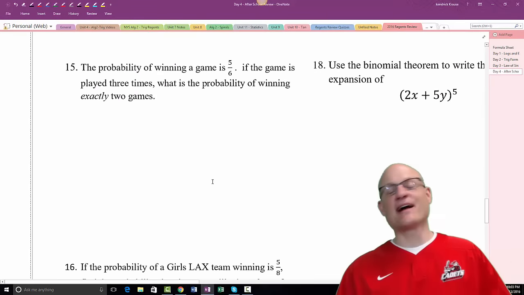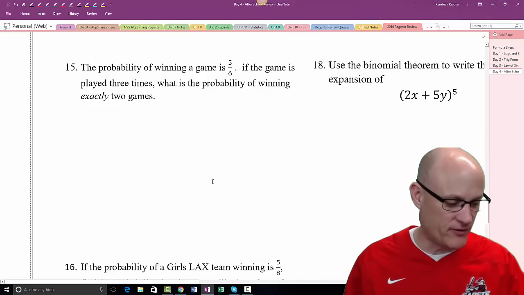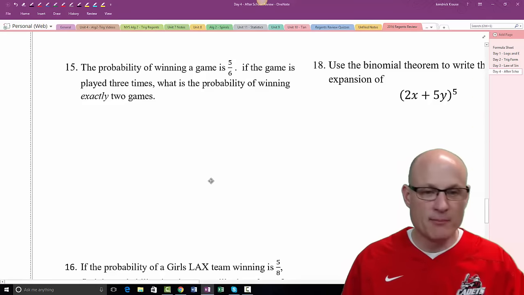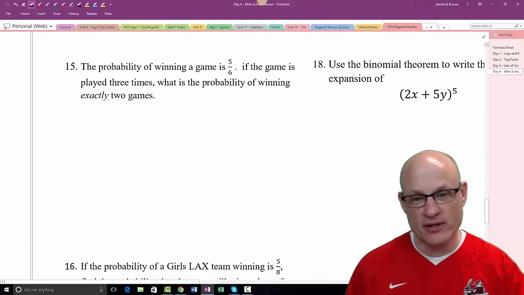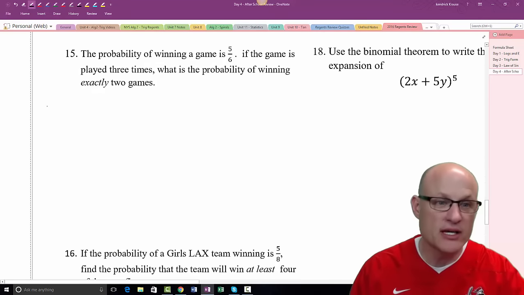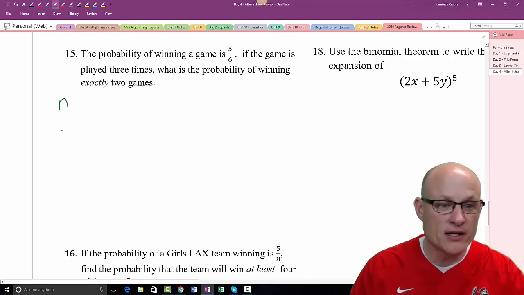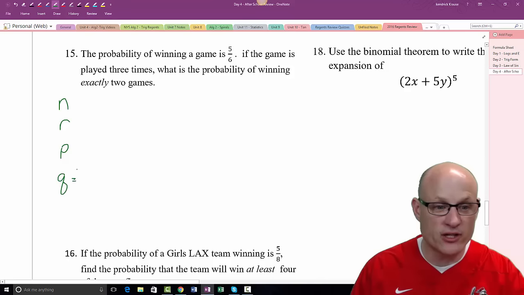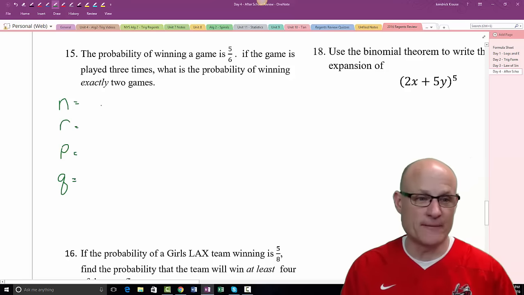Now we're going to do, I know I'm mixing things up on you, some binomial probability. Hopefully you've covered this already. As soon as I see one of these kinds of questions where it says probability of winning is this, what's the probability of winning exactly 2 games, the first thing I'm going to think about is N, R, P, and Q. Now if your teachers didn't do it this way, I don't know how to tell you. Hopefully they do it this way.